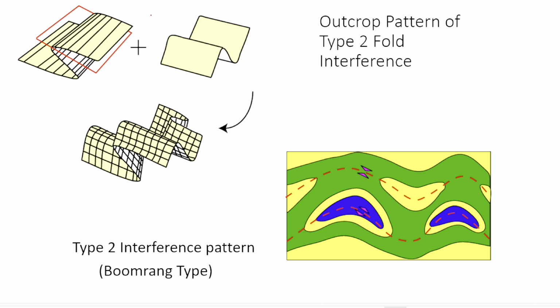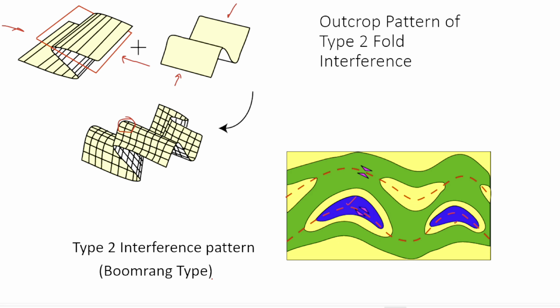Now, after visualizing the type 2 interference, suppose this is the axial plane of an inclined fold, and again I apply a force on it perpendicular to it. In this case we are applying a force like this, and we are getting a pattern like this. If we erode this part, we are getting this shape, a mushroom shape or heart shape. So we call it a boomerang type or mushroom type.